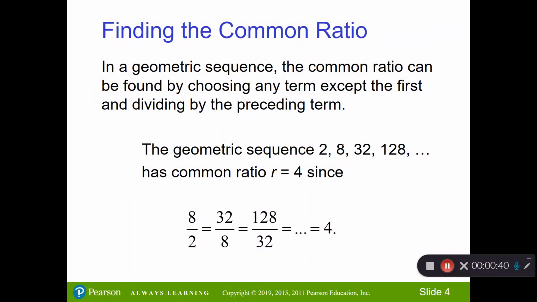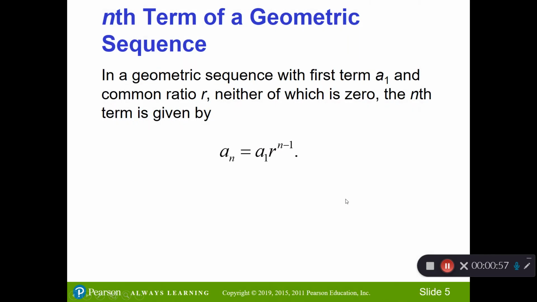So I can find that ratio by taking any term in the sequence and dividing by the previous one. So 8 divided by 2 is 4. That's the same as if I took 32 and divided by 8, or 128 and divided by 32. Either way, it'll give me that common ratio of 4.